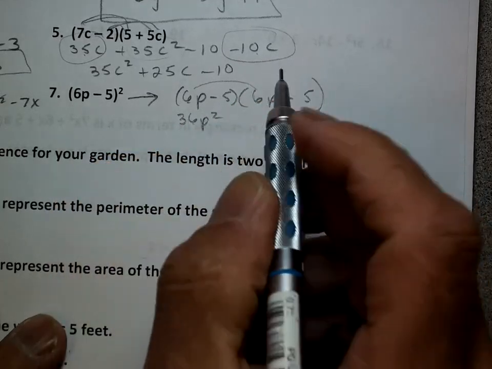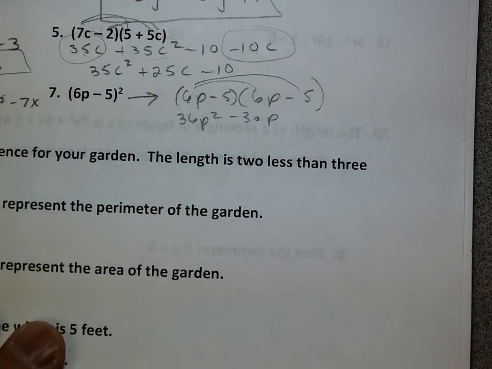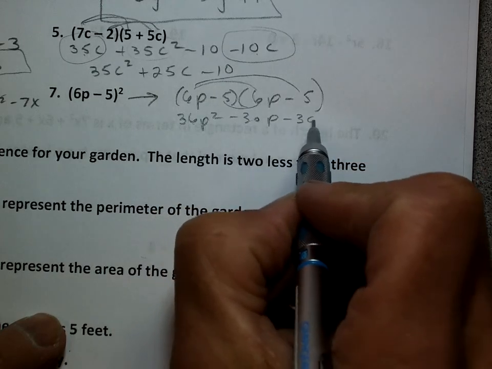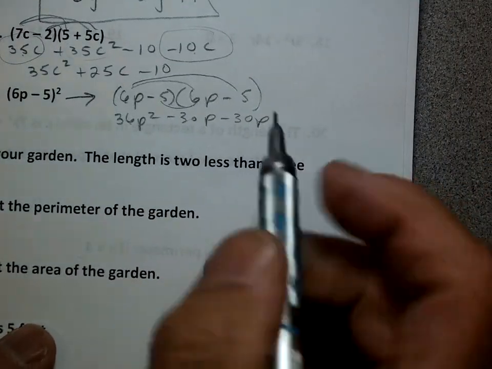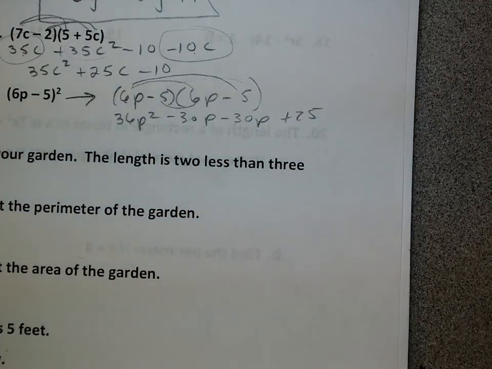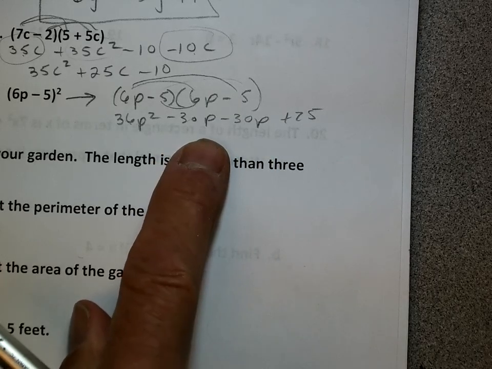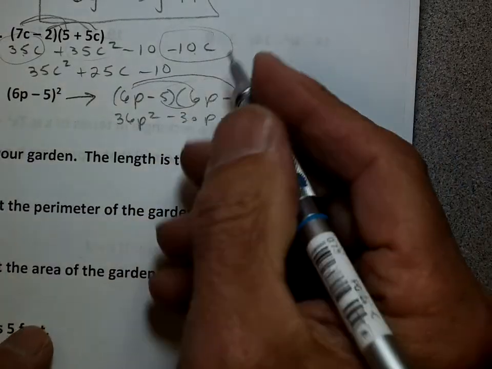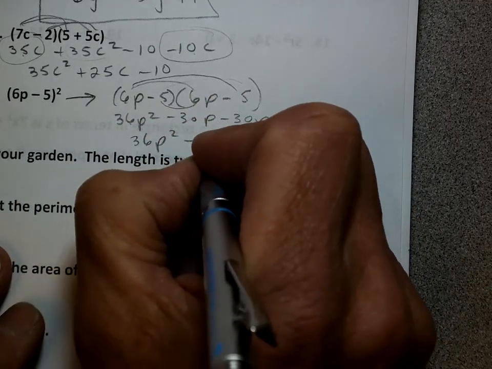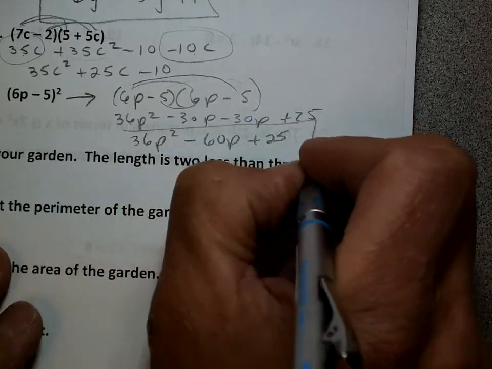36p squared minus 30p, which you wouldn't have gotten if you didn't write it twice. And then another minus 30p, and then a positive 25. Now, because you wrote it twice and FOILed it, you'll get a middle term, won't you? If you hadn't done it twice, you wouldn't get the middle term. So you do get a 36p squared minus a 60p plus 25.